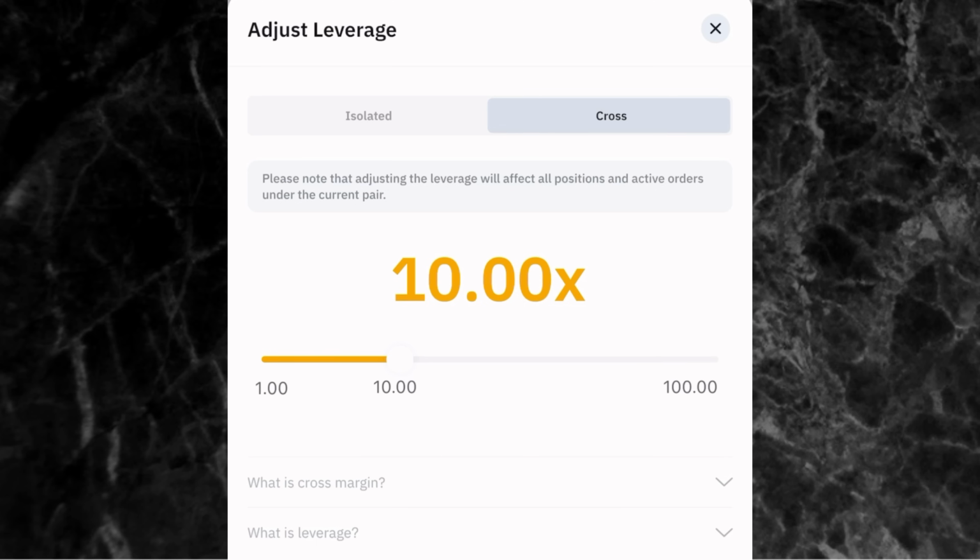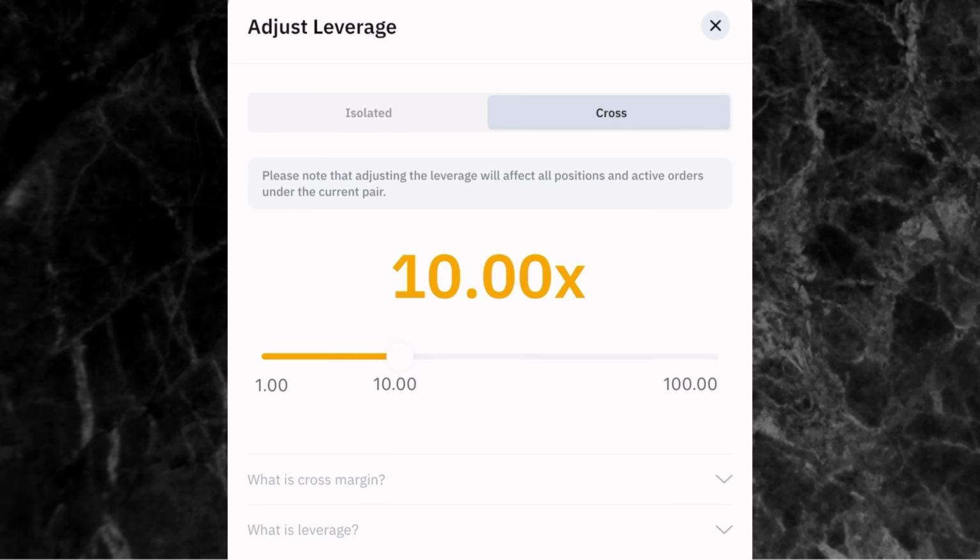Now, the advantage of cross margin over isolated margin is that for cross margin, your liquidation price is very far from your entry price. While for isolated margin, your liquidation price is very close to your entry price. So you can see that isolated margin has an advantage over cross margin, and cross margin also has its own advantage over isolated margin. So it depends on whichever kind of trader you are.